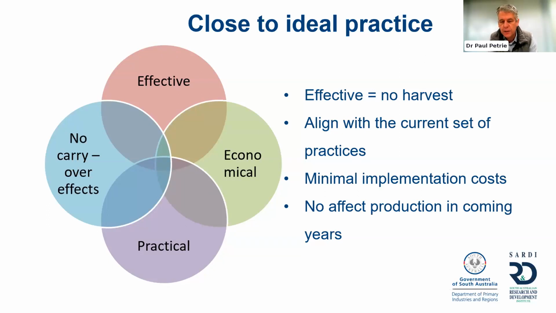It doesn't need any special equipment. It certainly wouldn't want to need us to bring a contractor in to help, because there'd be additional cash costs with that. It needs to be practical, and it doesn't want to impact production in the coming season. So basically, we're looking for something that sits right in the middle of that Venn diagram there on the side of the screen.